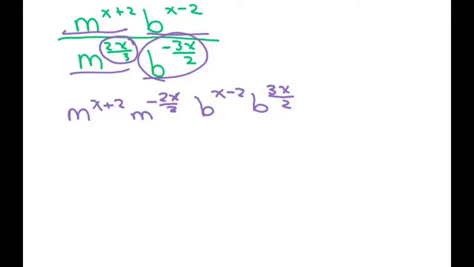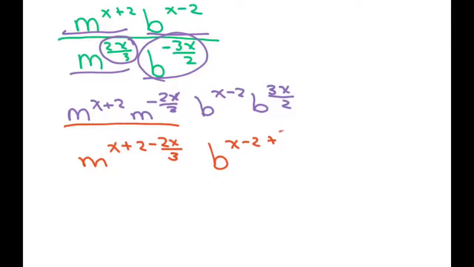Now use your product property and combine this. So this is m to the x plus 2 minus 2x over 3, and this one's going to be b to the x minus 2 plus 3x over 2. And all we have to do now is combine our x's. That's 1, so I'm going to write this as 3 over 3. So it's going to be m to the, if you combine these two, x over 3 plus 2.